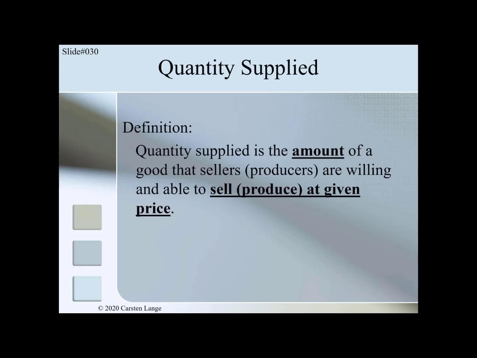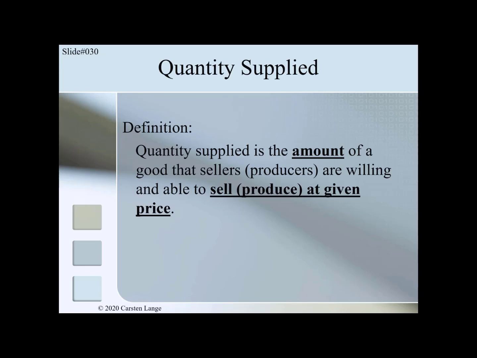Also, the words sell and produce are used interchangeably in this definition. This means we ignore wholesalers. We assume that the producer sells directly to the consumer. Although this is not true in the real world, it makes our argumentation way easier.